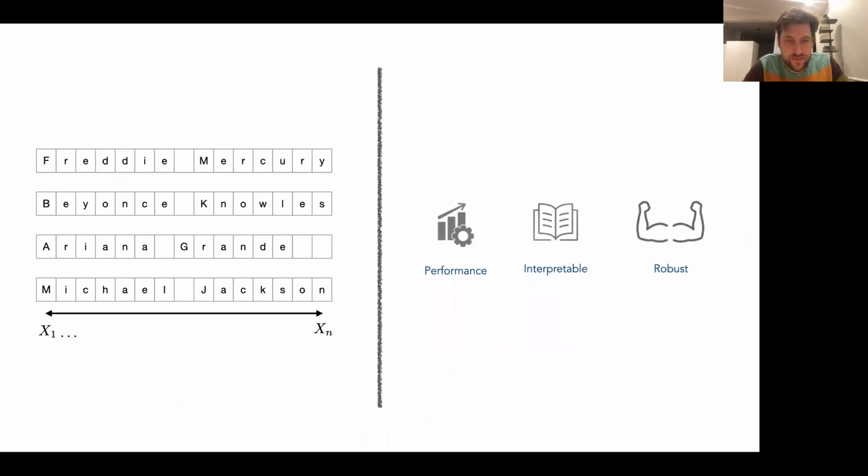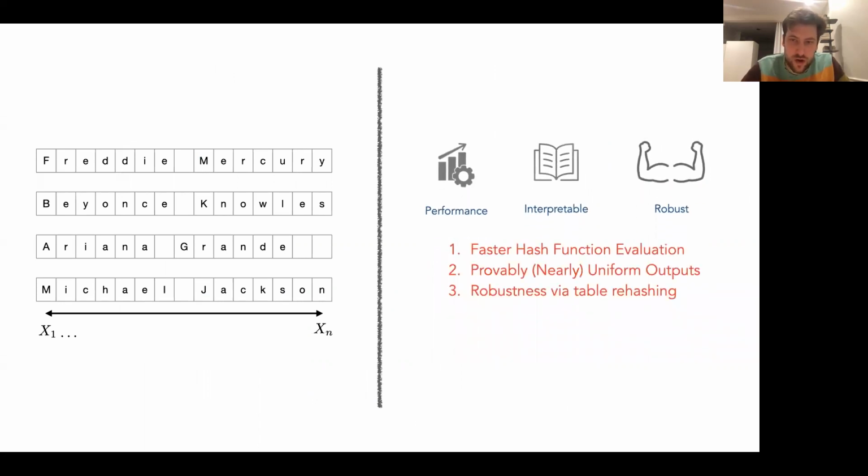So with that being said, this is entropy-learned hashing. We just saw that it has very great performance. The idea is also extremely intuitive and interpretable. So we're just going to hash some of the bytes. And we were able to regain robustness by falling back on full key hashing if data distributions changed. So overall, we had many benefits of faster hash function evaluation, provably nearly uniform outputs, and robustness via table rehashing.